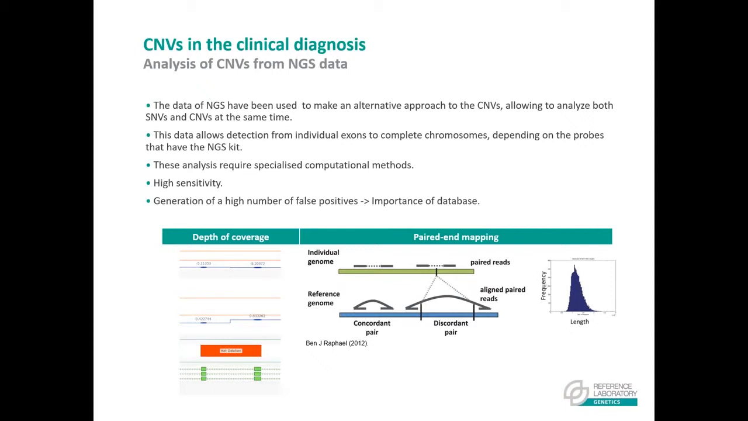The great difficulty of this approach is the greater computational complexity behind this analysis, requiring specialized tools for correct detection. Currently, we are speaking of a technique that has a high sensitivity but a low specificity, generating a high number of false positives. We'll talk about this later and how it could be solved. There are 2 approaches based on NGS data, one based on the depth of coverage, and the other known as paired end mapping. This last is based on finding the discrepancies between the distances of the sequencing pairs.